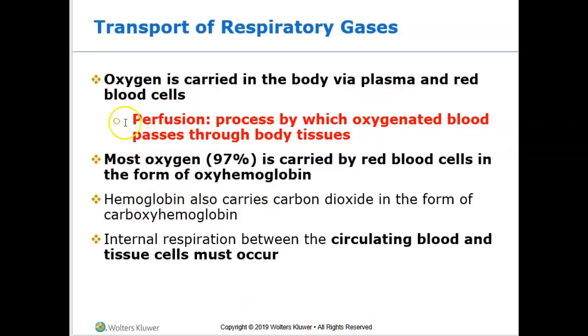So perfusion, see how that's in red? Probably should know that. Perfusion, diffusion, respiration, ventilation. Know what those are, because you might get a question wrong on the test if you're not thoroughly familiar with what does what and what it means. So perfusion is a process by which oxygenated blood passes through body tissues. And remember I said you have to have enough blood and enough pressure to make that happen.